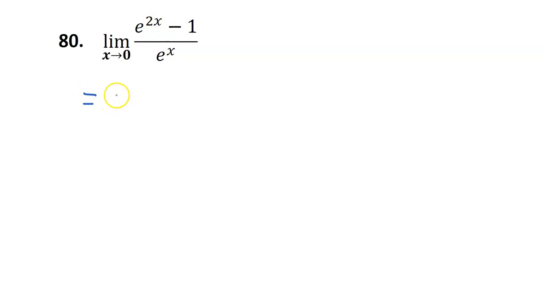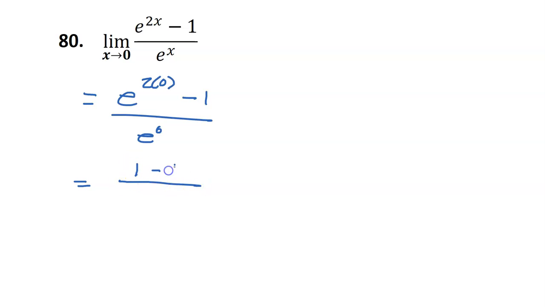We get e to the 2 times 0 minus 1 over e to the 0. Well, e to the 2 times 0 is really just e to the 0 power, and a constant to the 0 power is 1. So this is 1 minus 1, and e to the 0 power is 1. So this is 0 over 1, which is just 0. So that's the limit.